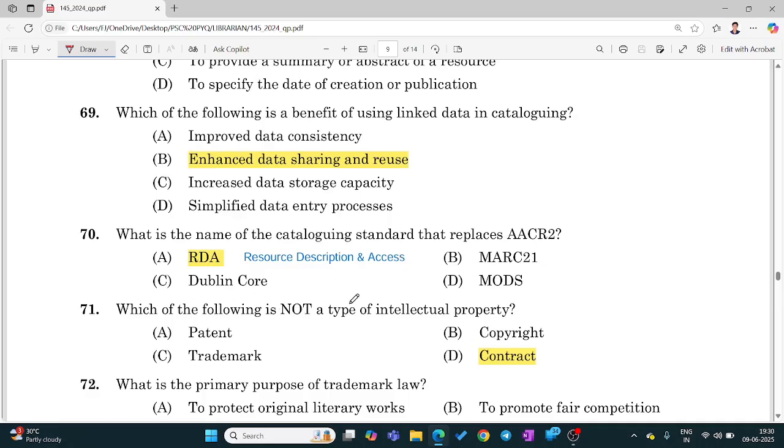Which of the following is not a type of intellectual property? Patent, trademark and copyright are types of intellectual property. But contract is not an intellectual property.